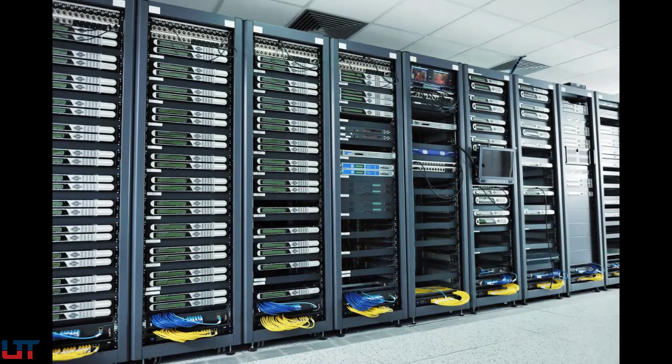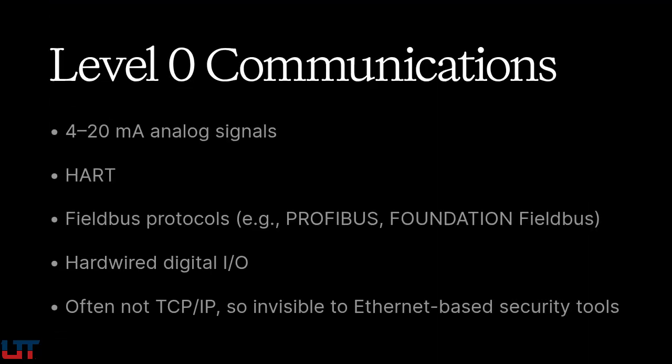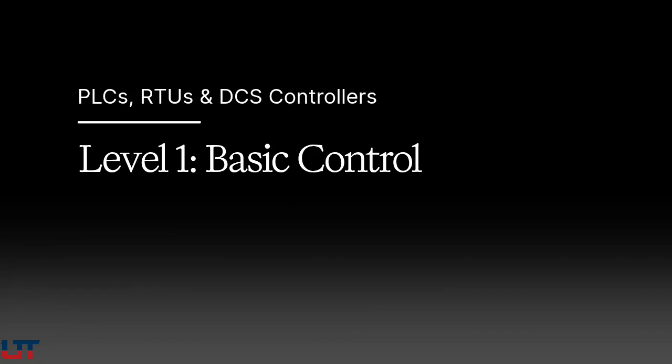Level 0 devices communicate directly with Level 1, but they typically don't communicate over Ethernet. They use 4-20 milliamp signals, HART, fieldbus protocols like Profibus or Foundation Fieldbus, or hardwired digital signals. From a network security standpoint, Level 0 is largely invisible to Ethernet-based tools because most of these signals are analog or fieldbus, not TCP/IP. The risk to Level 0 comes from attacks on the Level 1 devices that control them.